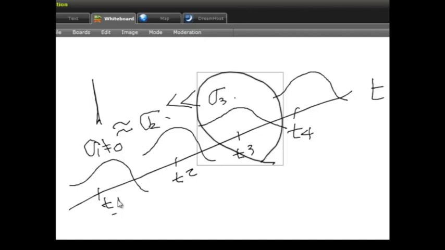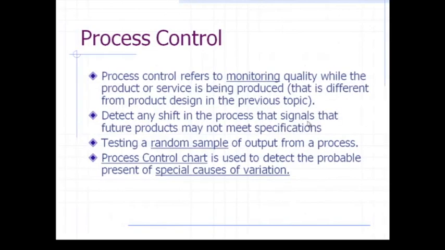But from now on, by monitoring the process, what we want to detect is whether there are some significant variations from the normal condition of the process. Or, in other words, we want to detect this kind of special causes of variation, and that is the main objective of using statistical process control. So now we understand the main objective of process control is detecting any special causes of variation.